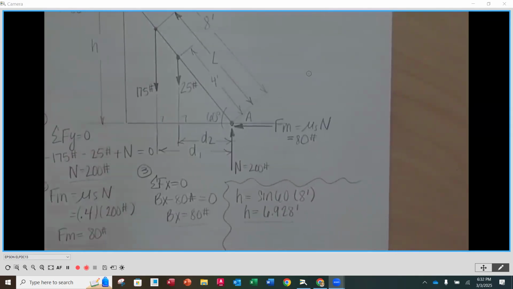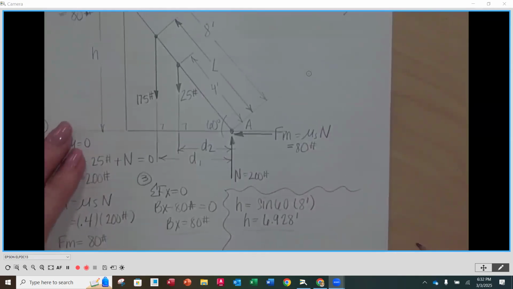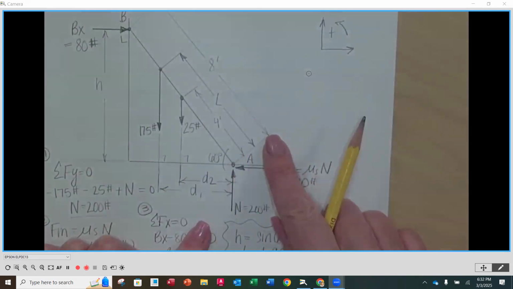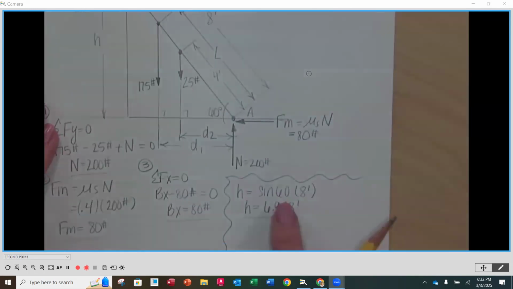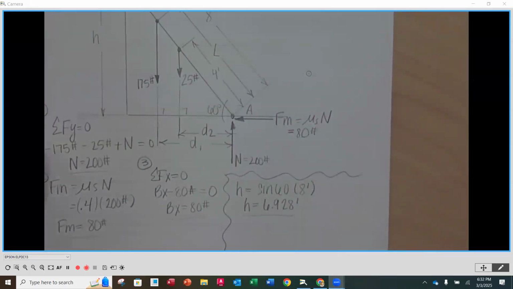You get H equal to 6.928? Yep, okay, excellent. That one we can get an actual number for because we know the hypotenuse is 8. We have 60 degrees, so we can take the sine, side opposite over the hypotenuse. The side opposite is H over the hypotenuse, and then solving for H, it would be sine of 60 times 8 feet.